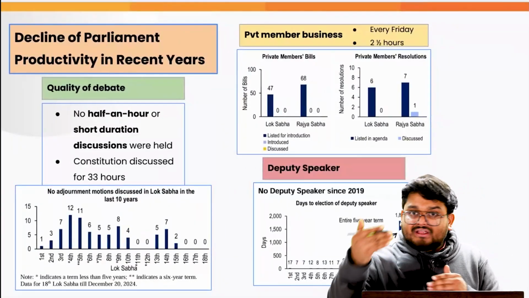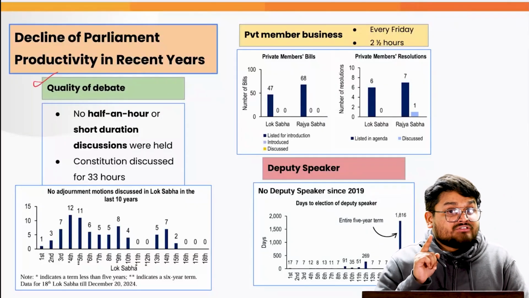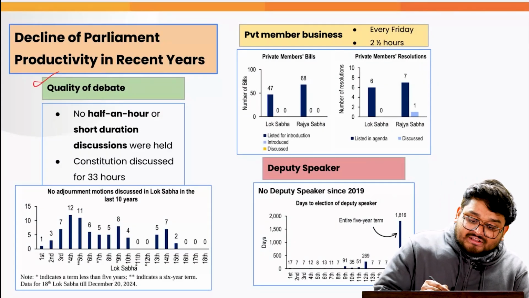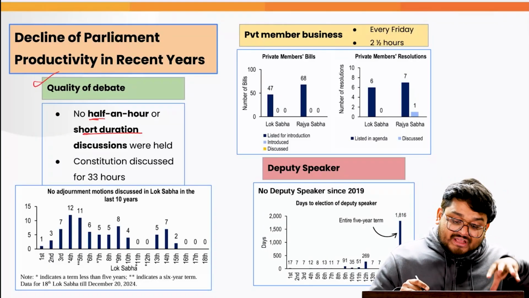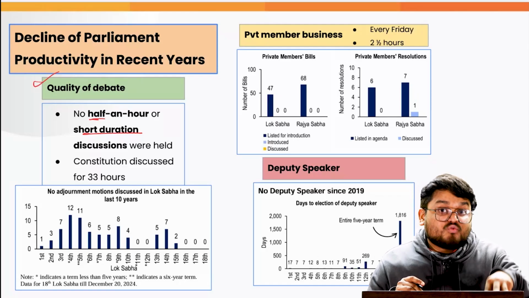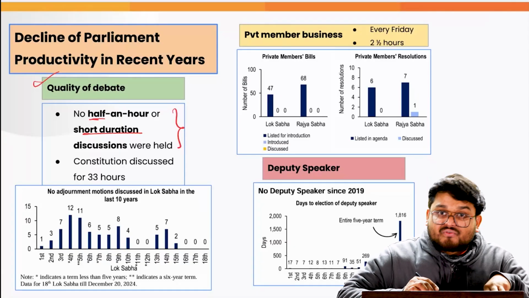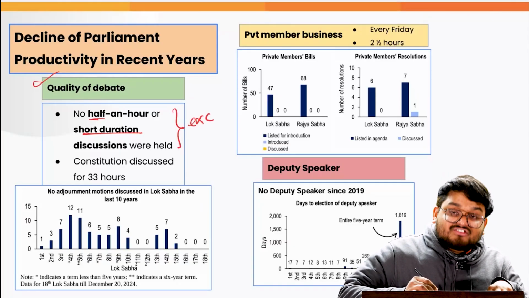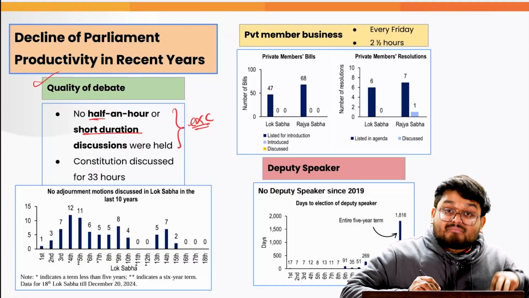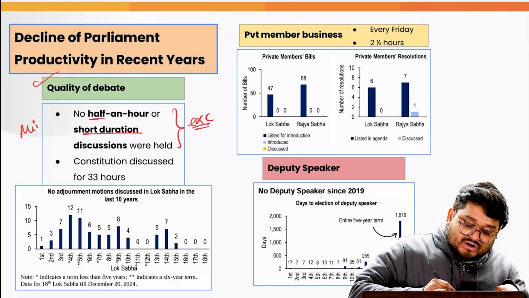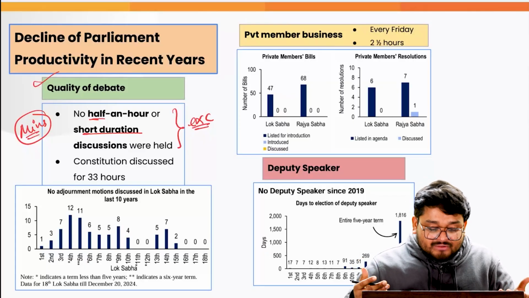Also, when we look at some other dimensions of this decline in the productivity of the Parliament, we see that the quality of debate is also declining. How? We have seen that there has been no half-an-hour short duration discussion in this particular winter session. So this means that again there is a significant gap when it comes to holding the executive accountable. These are the discussions where the ministers have to respond. So if we do not bring them into question, the accountability will be going down.